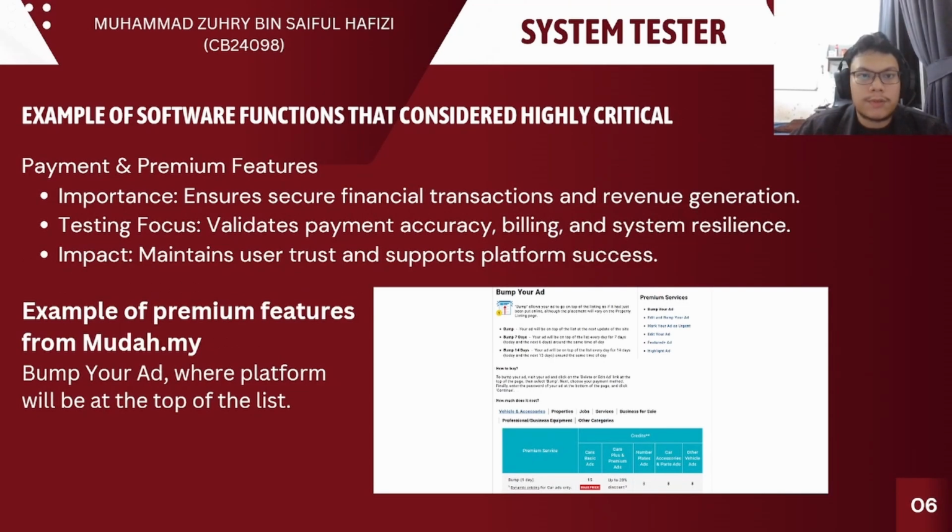Here is the example of software function that consider highly critical. The function that consider highly critical is payment and premium features. The important thing is to ensure the secure financial transaction and revenue generation for the platform. The testing focus is to validate payment accuracy, billing, and the system reliance. The impact that we get is maintain user trust and support platform success.